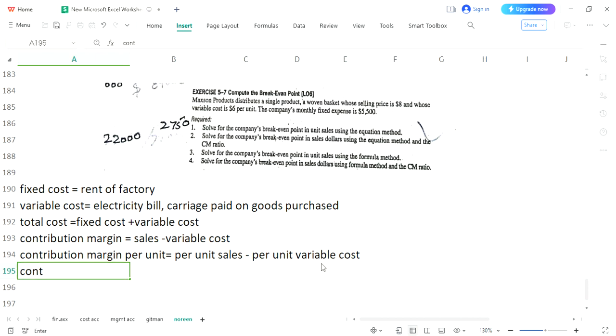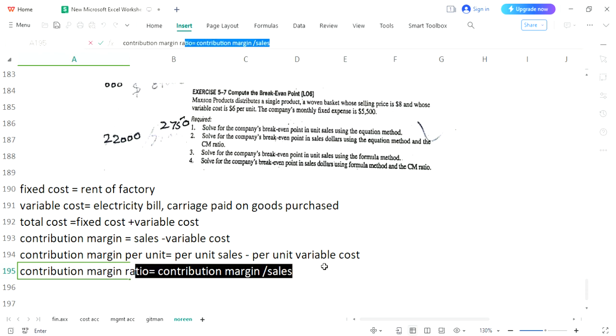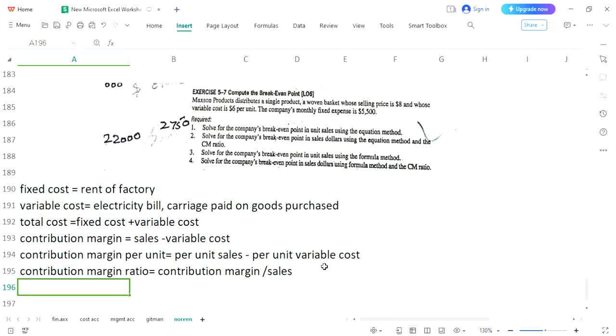Then we have discussed contribution margin ratio, and that ratio, how do we calculate? By dividing contribution margin by sales. So contribution divided by sales multiplied by 100, it would be called your contribution margin ratio.